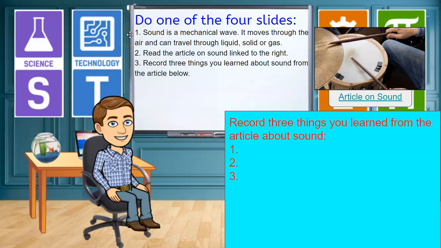Sound is a mechanical wave. It moves through the air and can travel through liquid, solid, or gas. 2. Read the article on sound, linked to the right. So we got an article over here. Same thing as the video. You will read that article, and then you'll record 3 things that you learned down below. Okay.